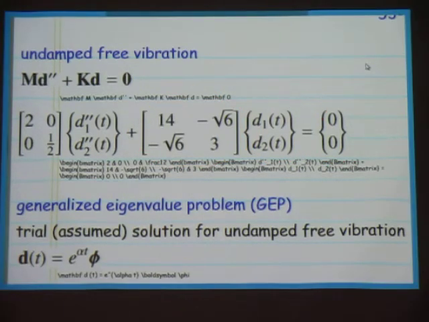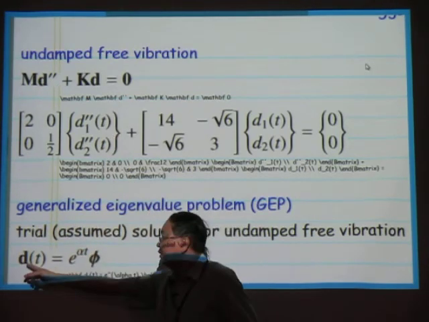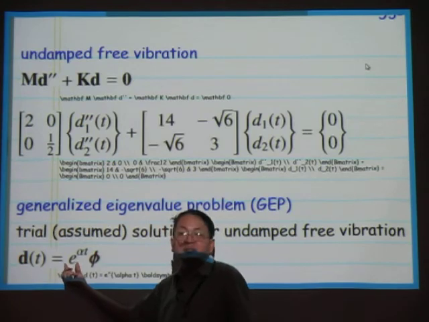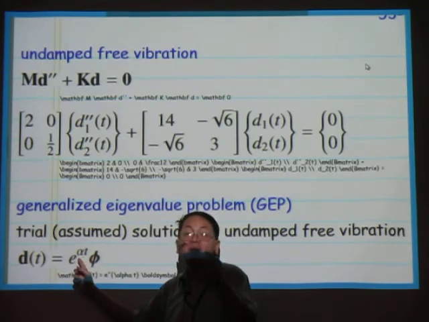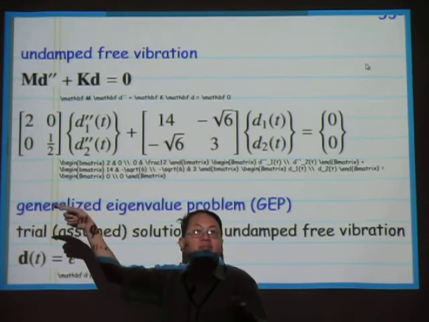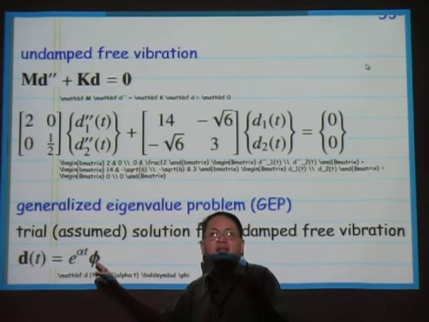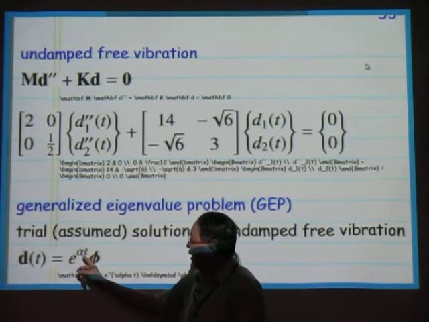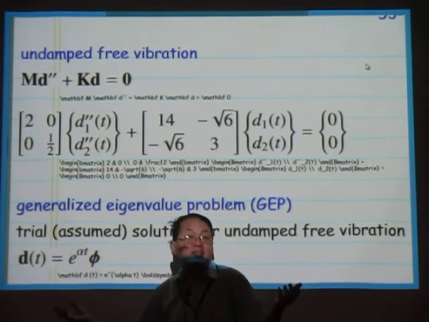In that, you assume the solution, and the unknown here is the displacement matrix D, right? You assume that the displacement matrix D is an exponential of alpha t. T is the independent variable, and alpha is an unknown constant to be found, just like lambda before. I could have used lambda in that example. And phi is a constant matrix. Later on you will see that alpha would be called eigenvalues, and phi would be called eigenvectors.